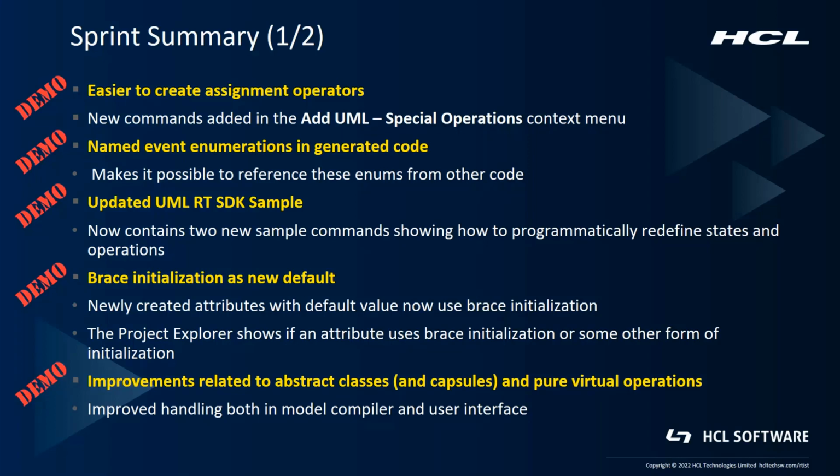Then in last sprint demo, we demoed 2 new APIs, Java APIs for programmatically redefining states and operations. And now in this sprint, we have updated the HCL RTist SDK sample with 2 UI commands that you can look at to learn how to use these 2 APIs.